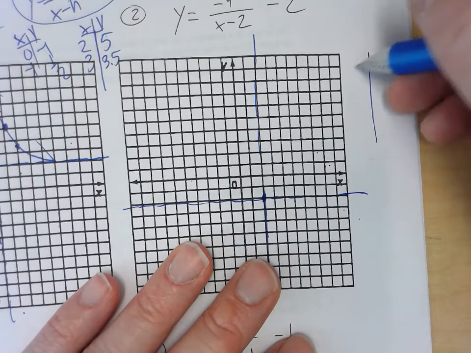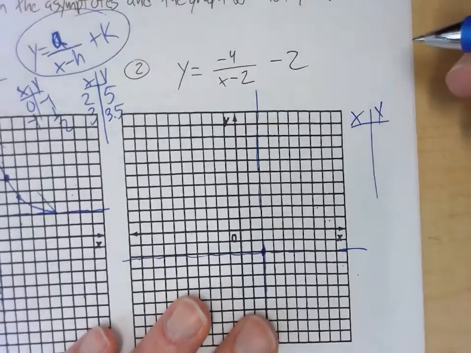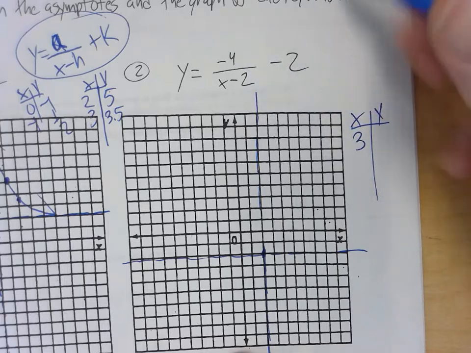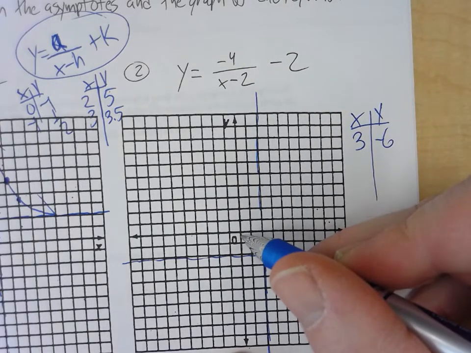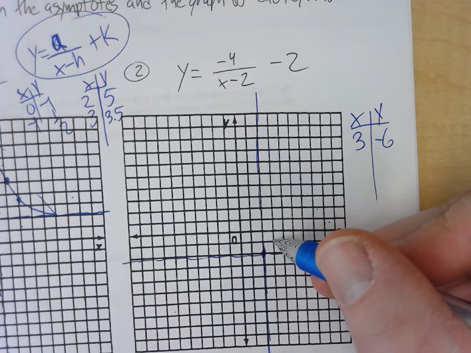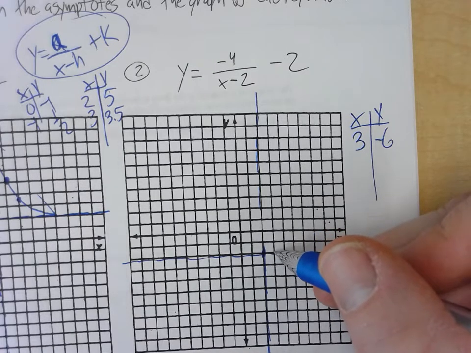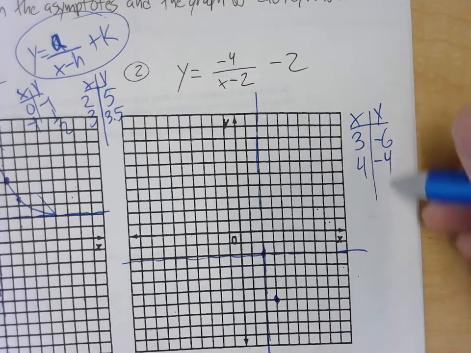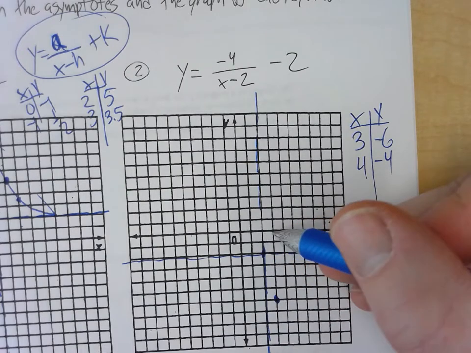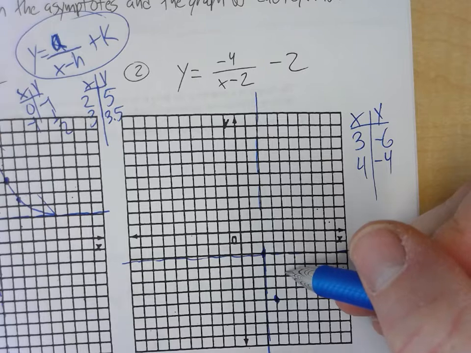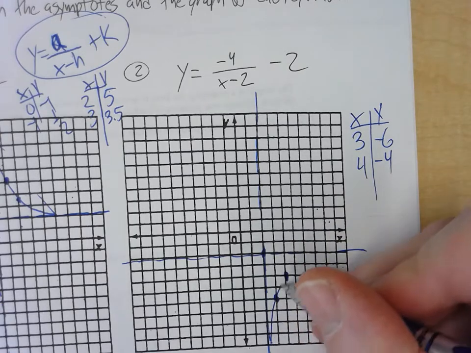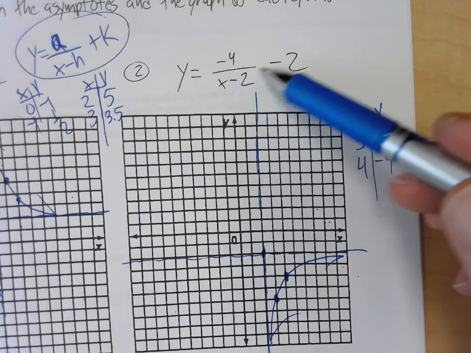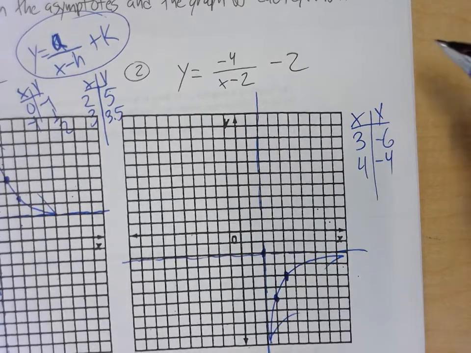Okay, I'm going to put in 3 into the equation. So 3 would go in, be negative 4 minus 2 would be negative 6. So 3, negative 6 is my point. 1, 2, 3, and then down 1, 2, 3, 4, 5, 6. And then 4 would give me negative 4. So I go over 4, 1, 2, 3, 4, like so, and it's going to curve like this. When I put in 4, I get 2, and then negative 2 minus 2 would be negative 4.